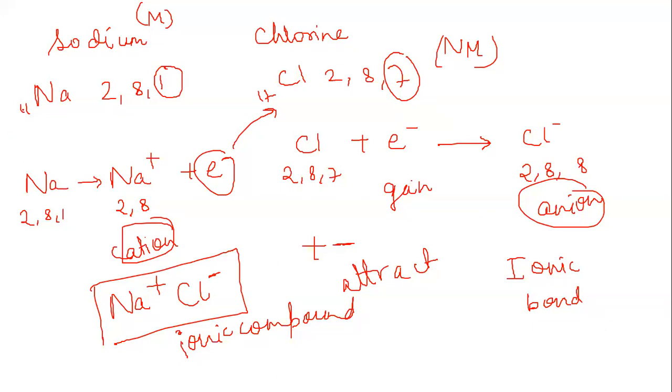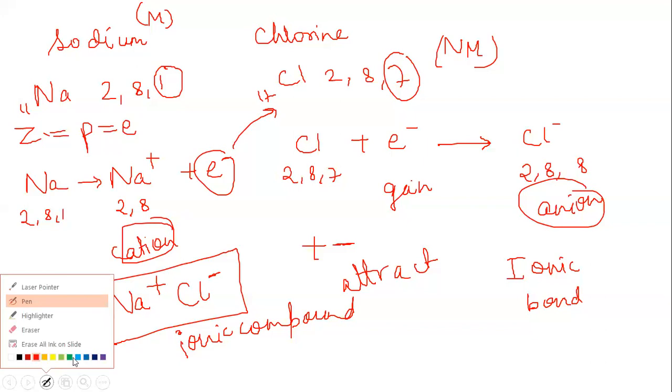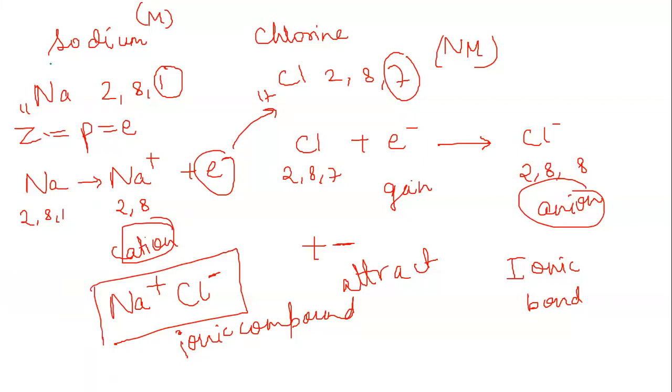Now you remember that atomic number is equal to the number of protons and the number of electrons, right? So sodium has atomic number 11. So a sodium atom will have 11 protons and 11 electrons. But when it has been converted into a cation, it is left with 11 protons and 10 electrons, because one electron has been lost, given up. So the number of protons remains the same, while the number of electrons reduces in the formation of a cation.